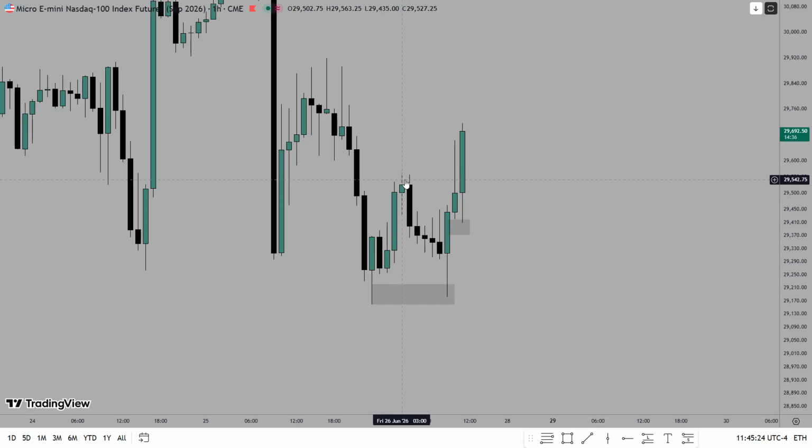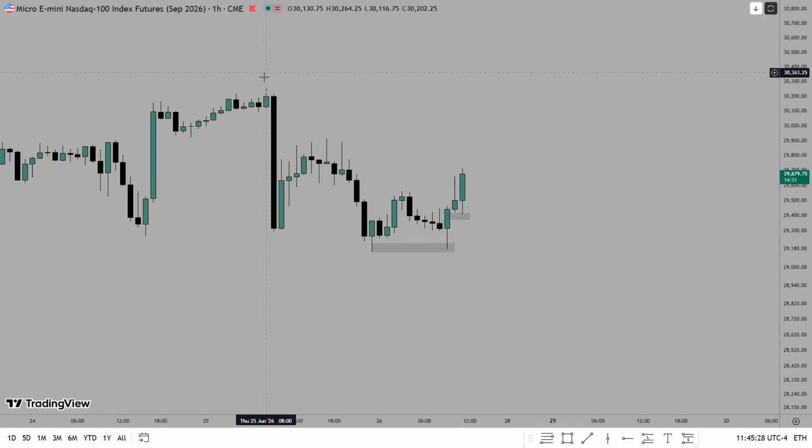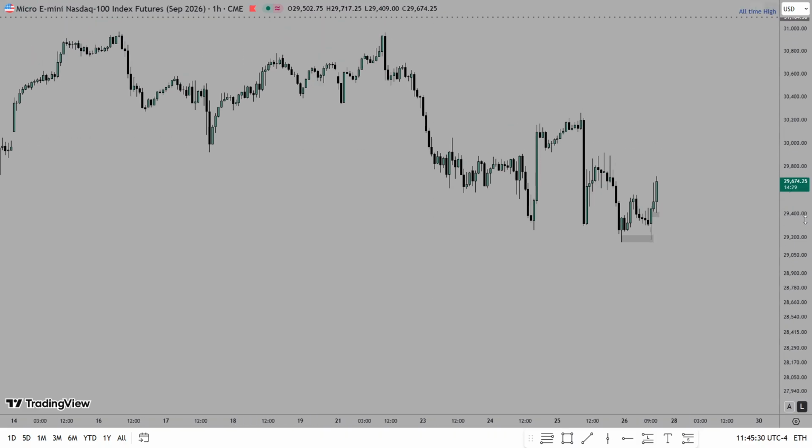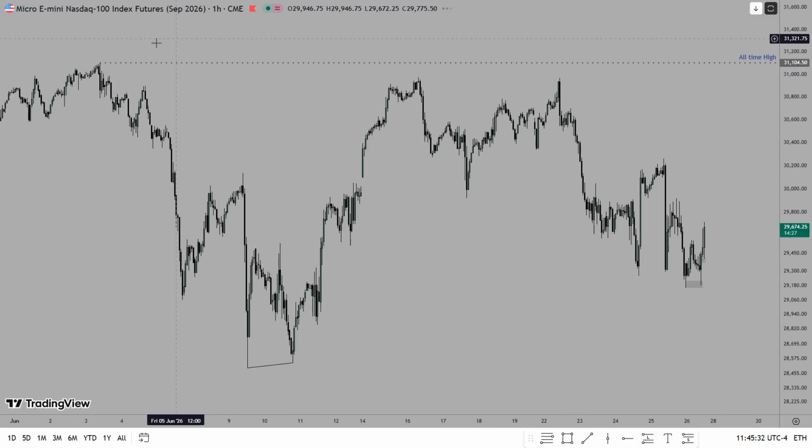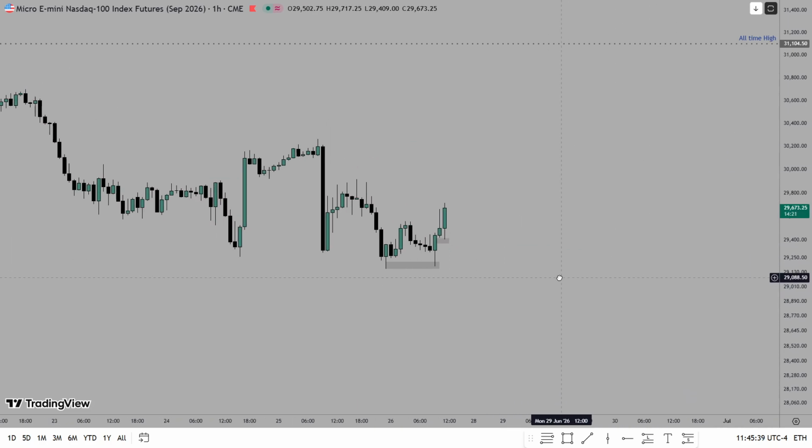These are the buy side target objectives. Then this one, and so on. These are the objectives for the upcoming week.